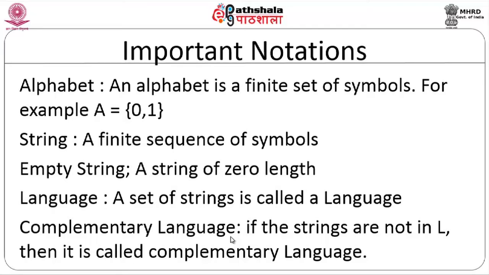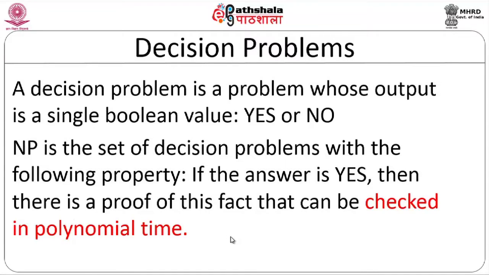When we have lots of strings, we have a set of strings, or a language. Language L is nothing but a set of strings. For example, if the alphabet is 0, 1, then all the strings derivable from this, like 0, 1, 01, 11, 000, are valid strings. We can call this set a language. A complementary language is a language where the strings are not present in L.